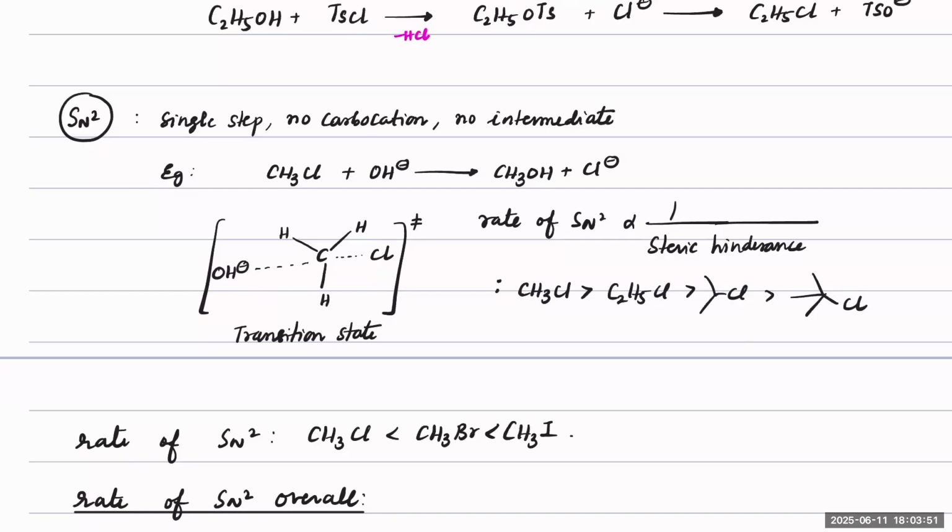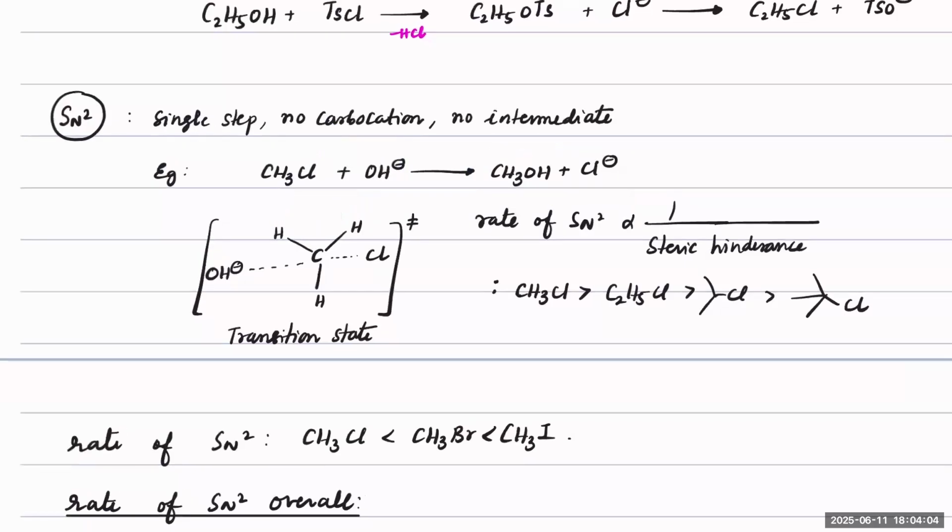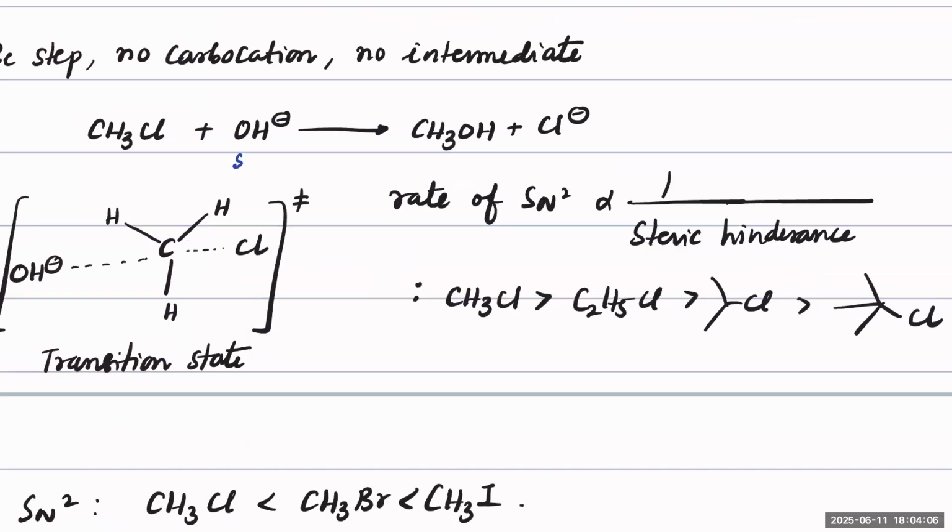Suppose you have methyl chloride reacting with OH minus. OH minus will attack here, and Cl minus will be released. That's how you'll get this product. Does it logically make sense? Yes, because OH minus is a strong base and Cl minus is a weak base. So you're removing a weak base and substituting it with a strong base, which makes sense.